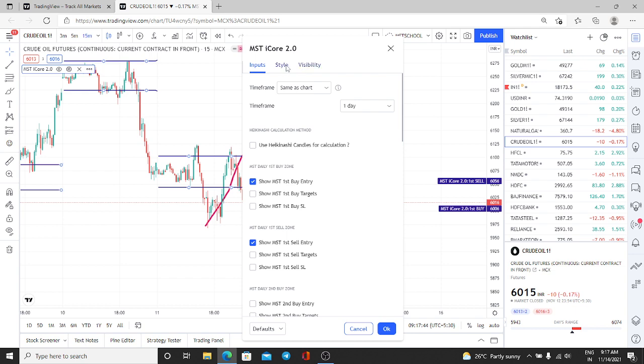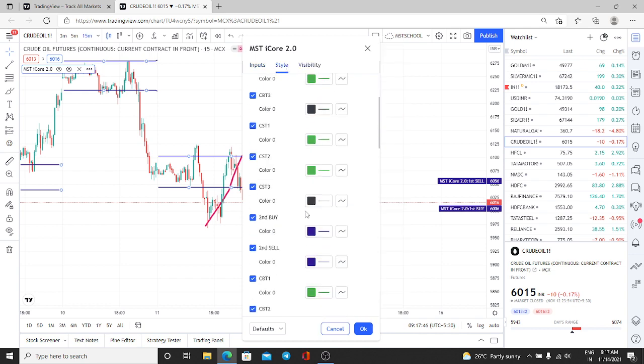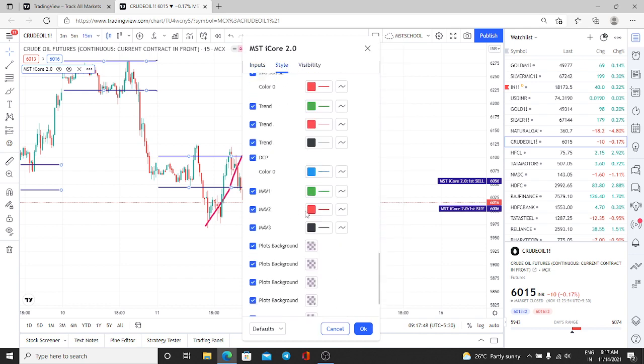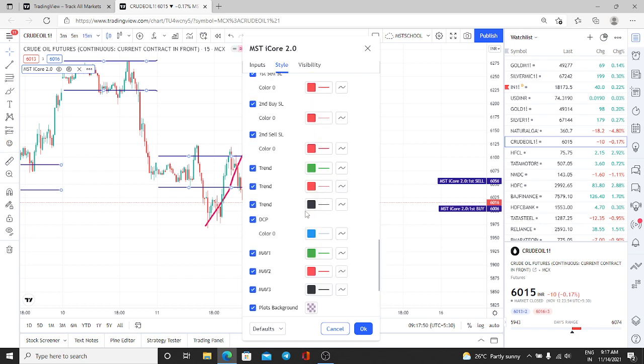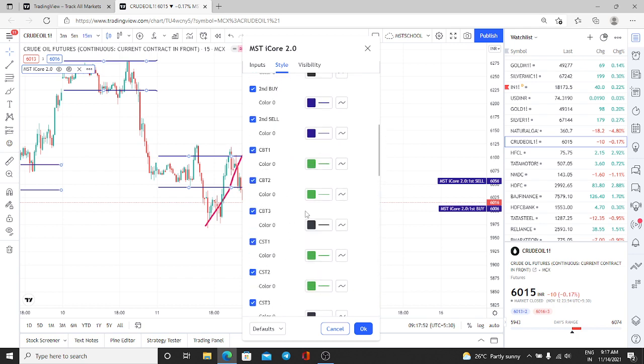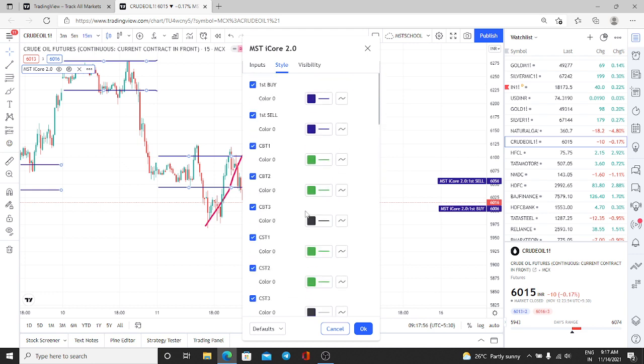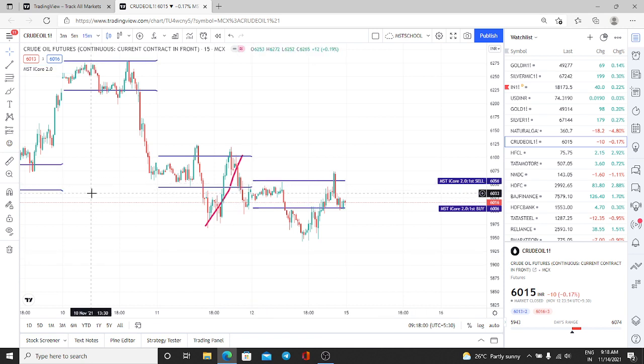And you can change the colors also here. See here, I have chosen colors based on my creativity, whichever I like I have given. And if you want to change any of the colors for easy understanding, you can do that. All these things are customizable.